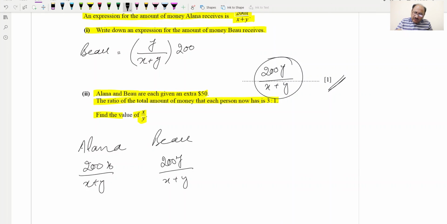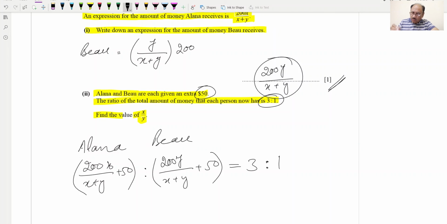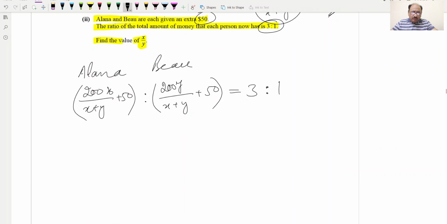Both are given $50 extra, so plus 50 and plus 50, and a ratio we can write like this. They are telling us that this ratio is now 3:1, so we can write equal to 3:1. Now we can check the product of inner and outer. This will be our inner and this will be our outer, and we can multiply.